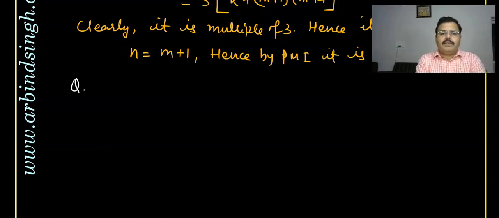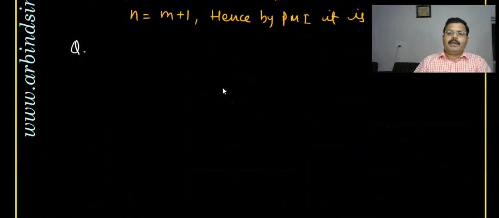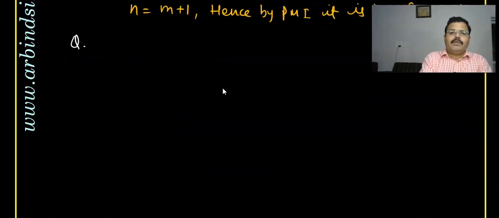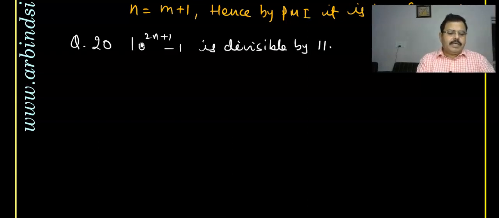The next question was, I think, question number 20. So we will have question number 20, and what is it? Let us see the question. This question was 10 to the power 2n minus 1 plus 1 is divisible by 11. Divisible by 11. This was the question: 10 to the power 2n minus 1 plus 1.